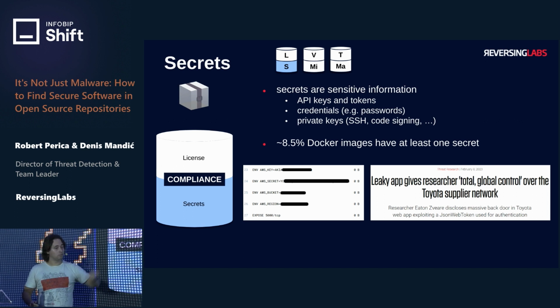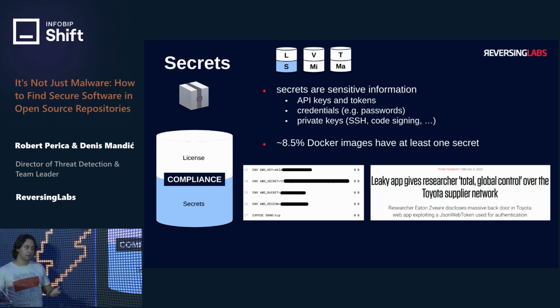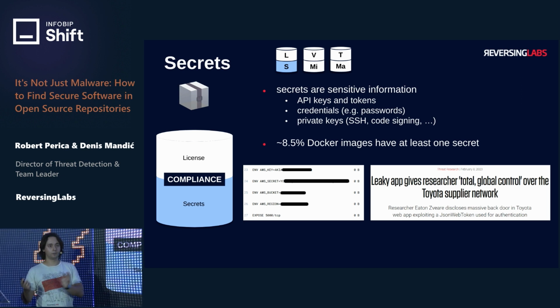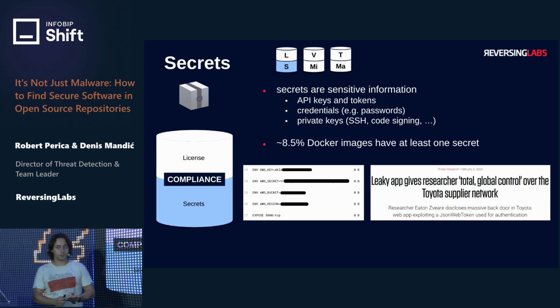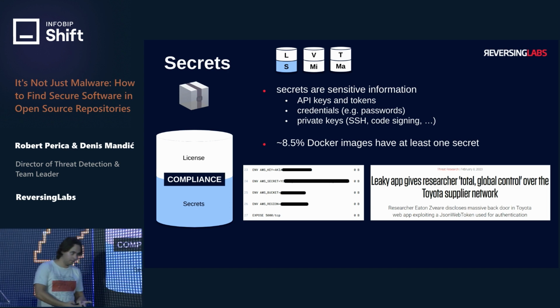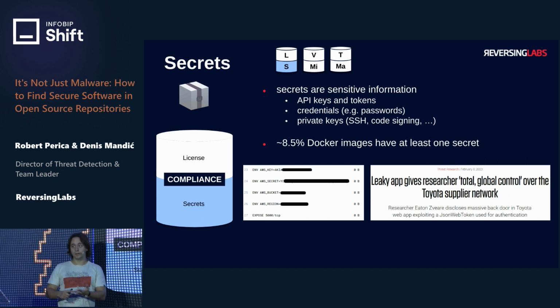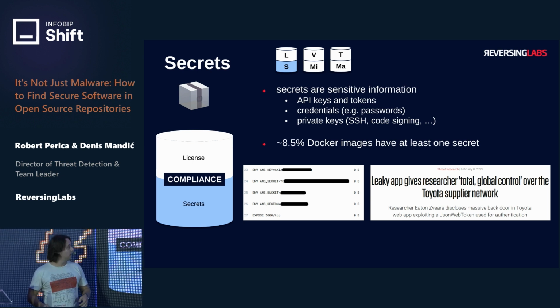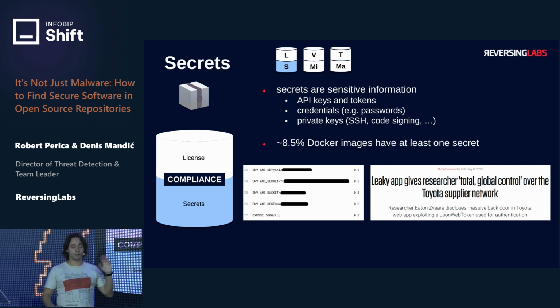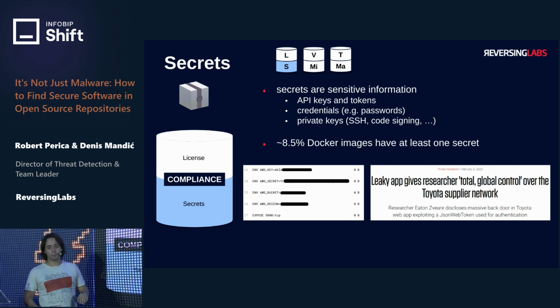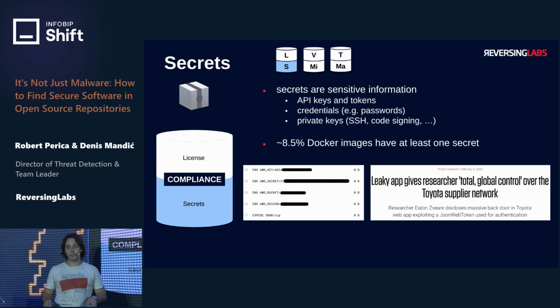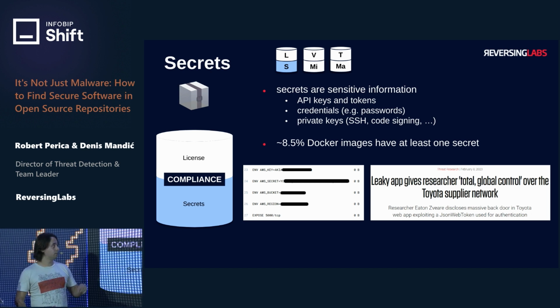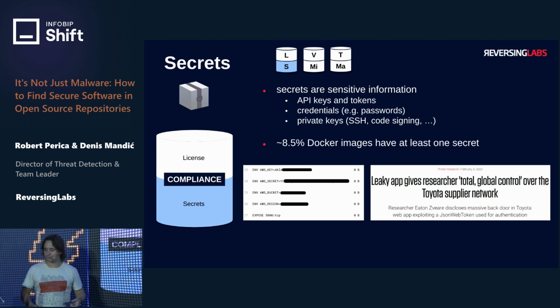In this example, Toyota had a token leaked. The researcher who got to it was able to access their entire database, over 14,000 user accounts, sensitive information, copyrighted material, information about their product, about their customers, and about their partners. And they are not the only ones. In research on Docker images, nearly 9% of those images contained at least one secret, and many of them were still used in production.